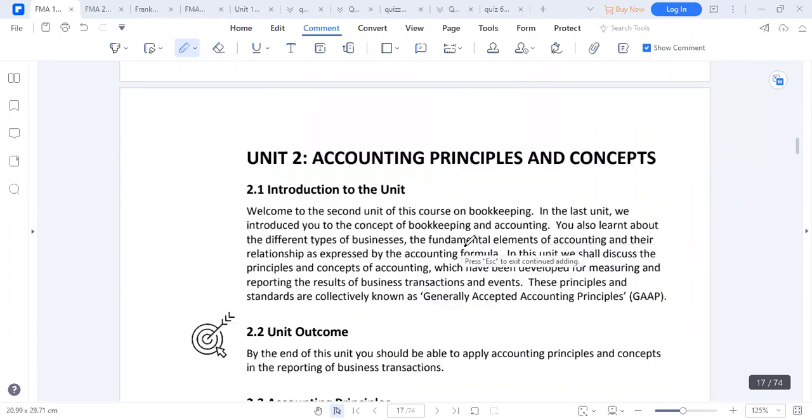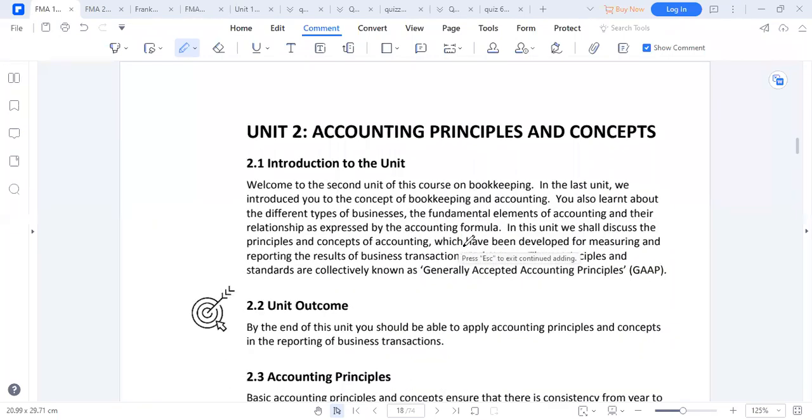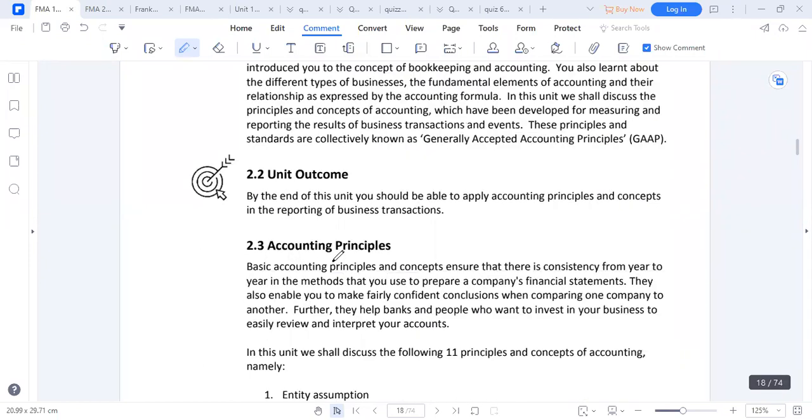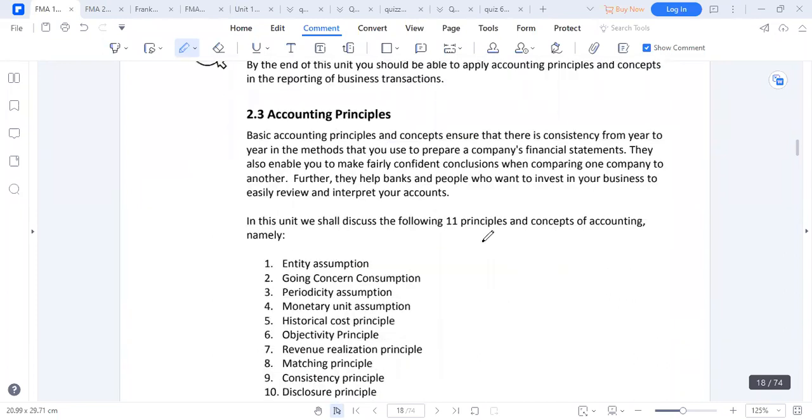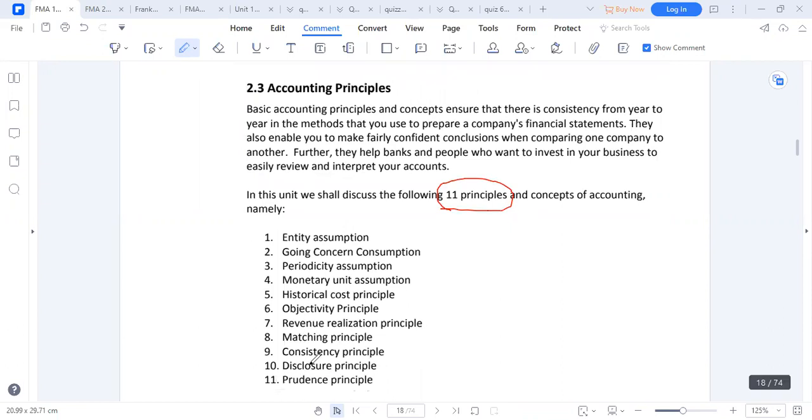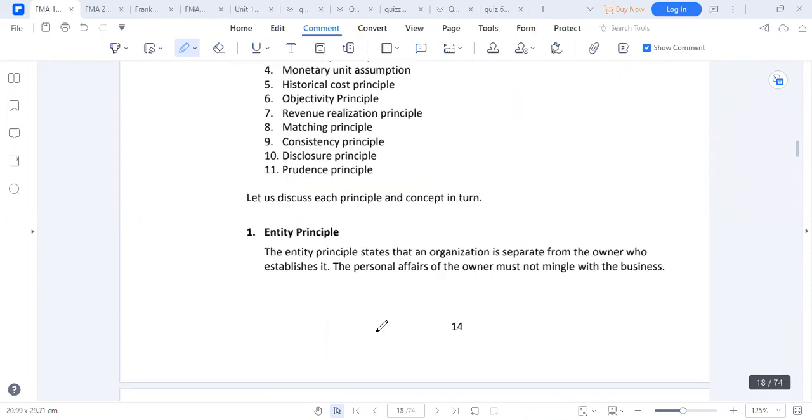All right. Let's go to unit 2. We're going to talk about the principles and concepts of accounting. We have about 12 principles. I'll discuss 11 in here. We have the entity assumption, the going concern, the periodicity, monetary concept, the historical cost, objectivity principle, the revenue realization, the matching concept or accruals concept. We have consistency, disclosure, and prudence. These are concepts you need to know.